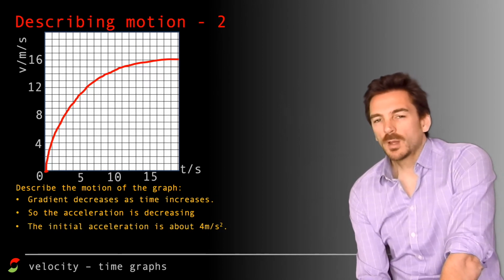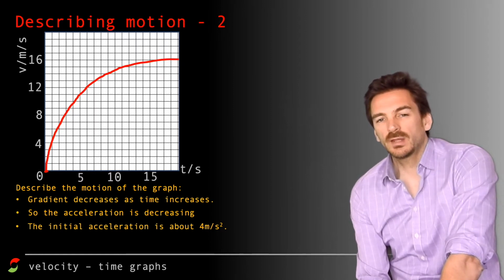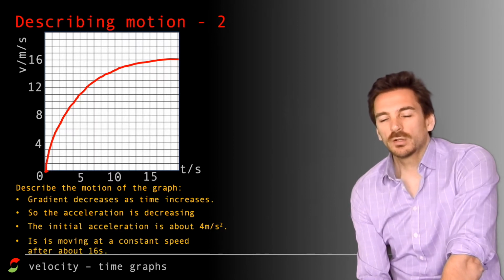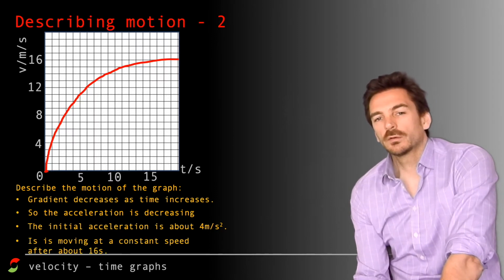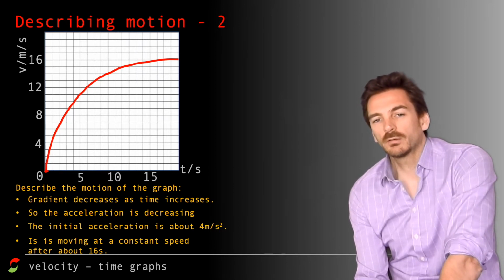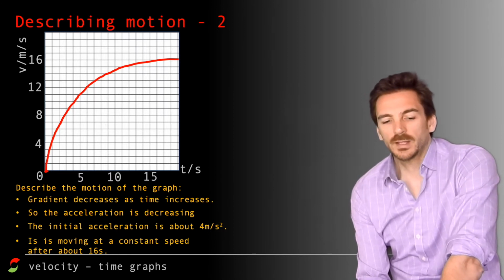And if we look, we might be able to estimate that right at the beginning, the gradient at the beginning of that graph is around about 4. So we could say that the initial acceleration is 4 meters per second squared. And we can also say that right at the end, the gradient is 0, and therefore right at the end, the acceleration is 0, i.e. it ends up moving at a constant speed of 16 meters per second.